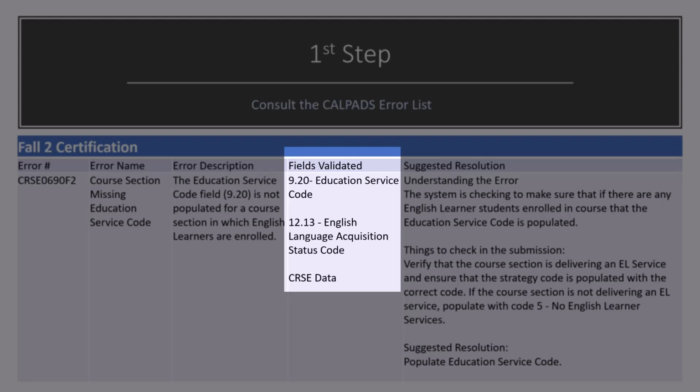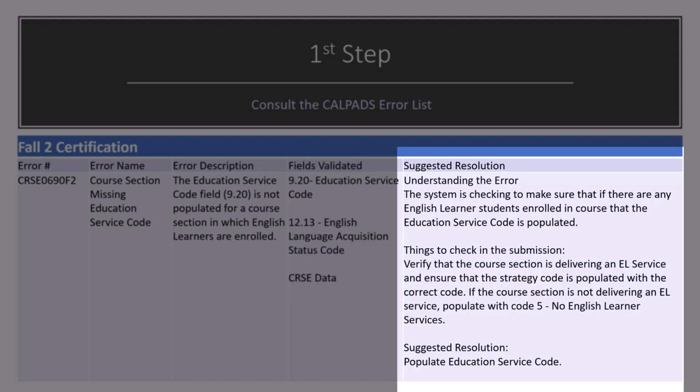So the fields validated tell us where to look in CalPADS. 9.20 represents the course section file. 12.13, the EL language acquisition code, tells us that's the CELA file. It tells us where to look in the student record, where to reference information in the CFS to identify what is conflicting. So the suggested resolution has two sections: understanding the error and things to check for in the submission.